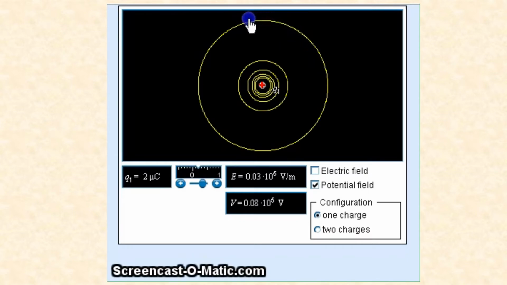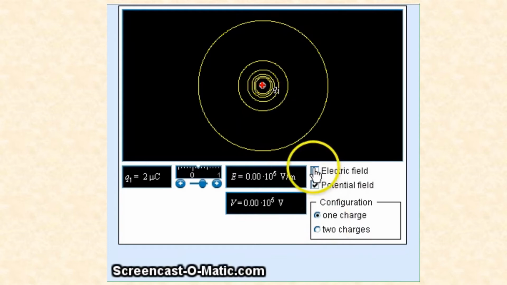It has a value of about 0.08 times 10 to the 5th volts. If I come in here and look at a different equipotential surface, you'll see that the value of electric potential is much bigger. It's 0.22 times 10 to the 5th volts. But once again, as I move right along that equipotential surface, you'll see that the value of the electric potential remains constant, at about 0.22 times 10 to the 5th volts. This is a basic property of equipotential surfaces: all points on an equipotential surface are at the same electric potential.